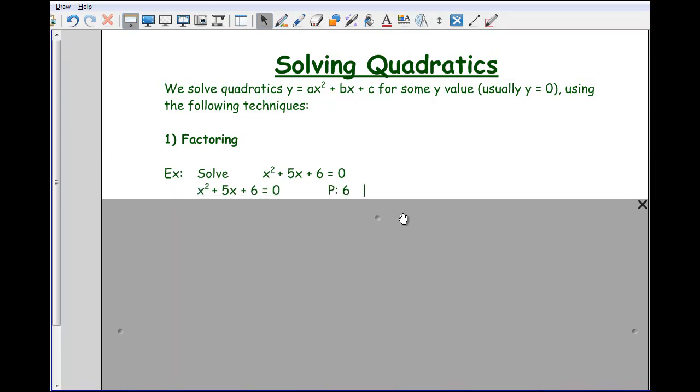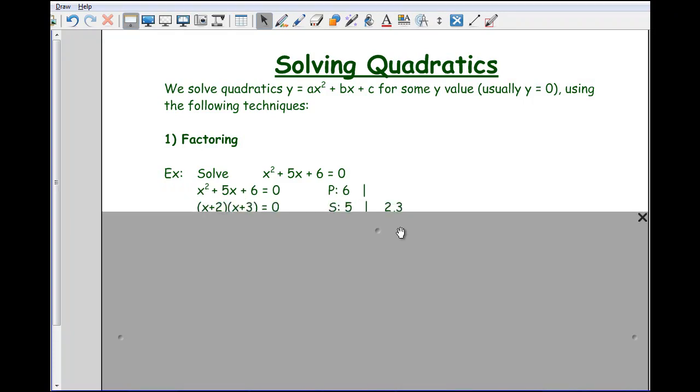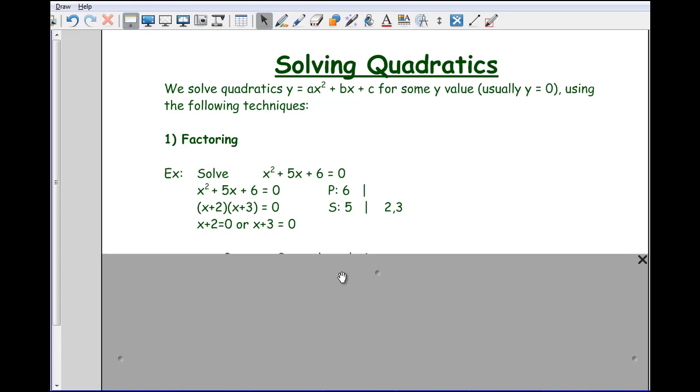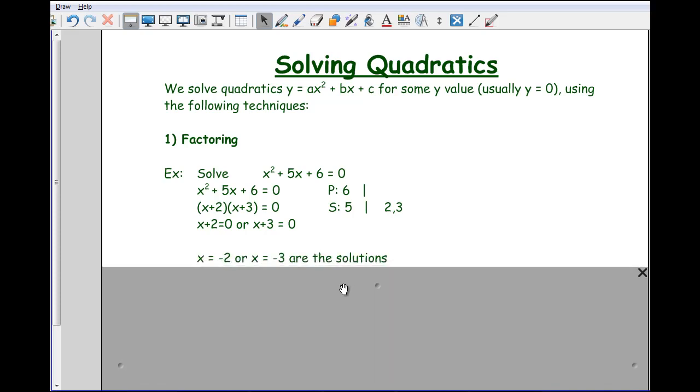Okay, well that's a simple trinomial, so we're going to use the product sum rule. Product of 6, sum of 5, the numbers are 2 and 3. So there's your numbers, x plus 2, x plus 3, and we have to solve that in parts. So the first part, x plus 2 equals 0, or the second part, x plus 3 equals 0. There's two solutions. Our discriminant check could also validate that for us. Okay, so the answers are x equals minus 2 or x equals minus 3 are the solutions.